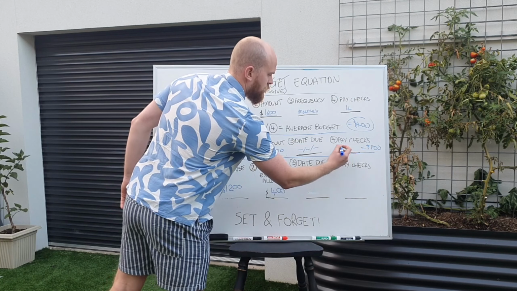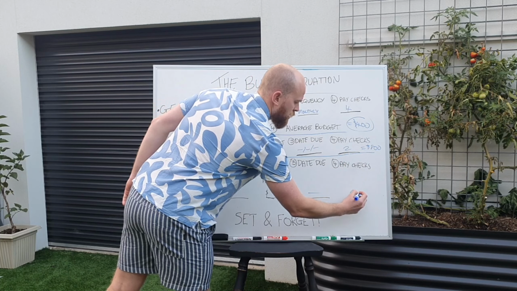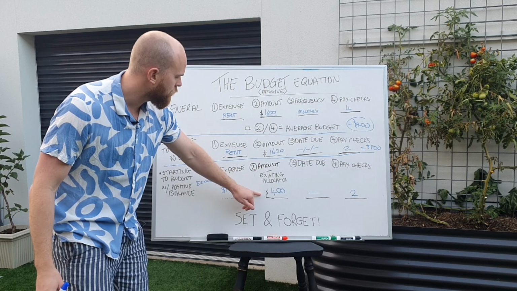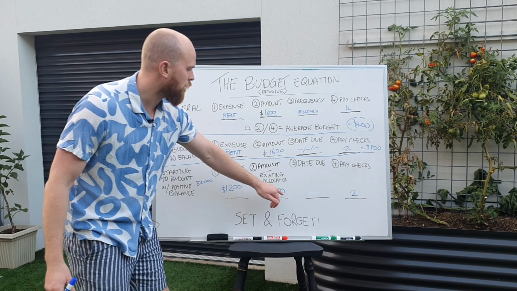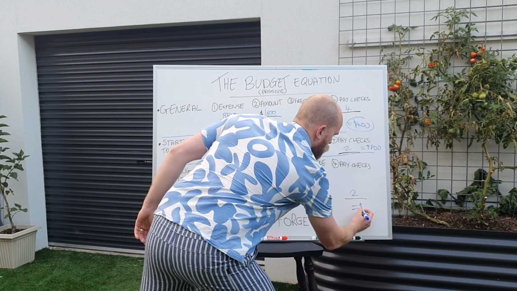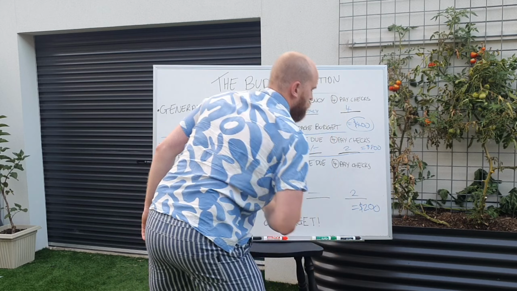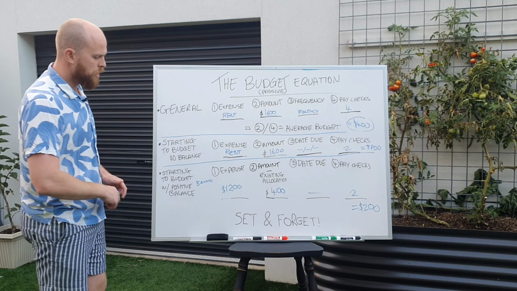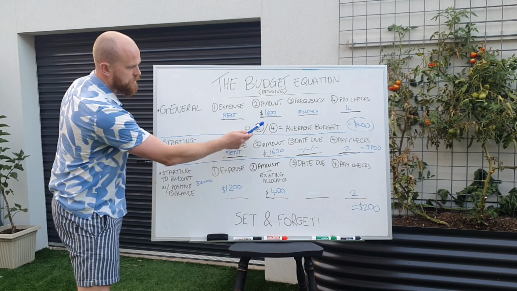And then that's going to give us 2 paychecks. We're going to get paid twice between now and then. And then the equation is that $400 divided by those 2 paychecks, which is going to give you $200 that you have to allocate from each paycheck for the next 2 paychecks to be able to hit that $1,600 rent bill.